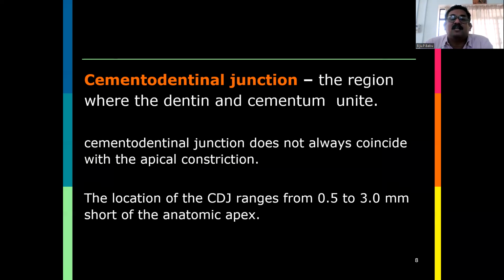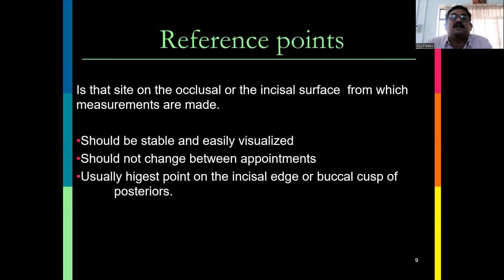Usually, the cementodentinal junction does not always coincide with the apical constriction. The minor apical diameter is an anatomical point, and the cementodentinal junction is a histological point. So both of these do not coincide. The location of the CDJ ranges from 0.5 to 3 millimeters short of the anatomical apex. So usually in a tooth, it is around 0.5 to 3 millimeters away from the anatomical apex.